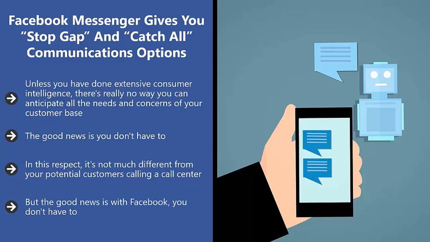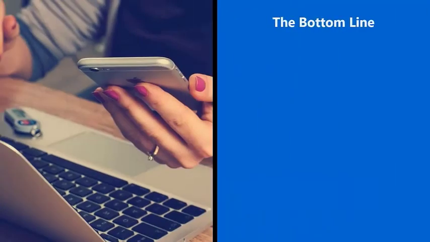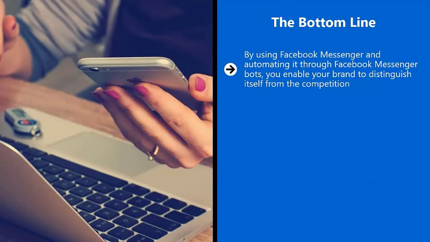If you set up your Facebook Messenger bot correctly, it can anticipate or filter inquiries people have and break it down into finer points so your prospective customers can get the information they desire. If anything, they can get enough information to satisfy them until you follow up and give more detailed and specific information. The bottom line: by using Facebook Messenger and automating it through Facebook Messenger bots, you enable your brand to distinguish itself from the competition.